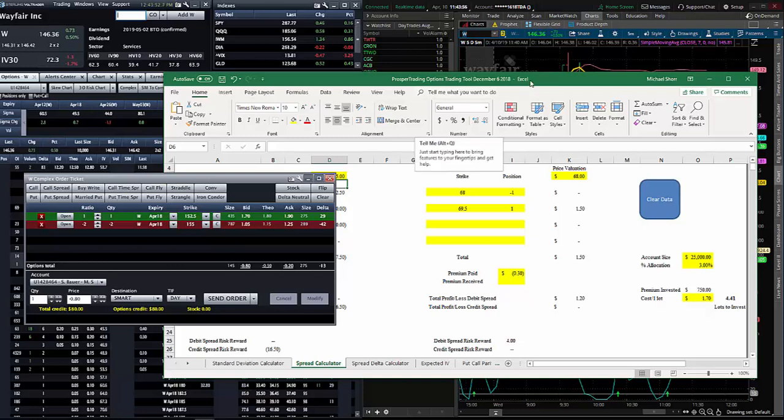Any questions on that? Like I said, this is something that you won't ever see in a signal coming from anybody here at Prosper. But it's important to know.